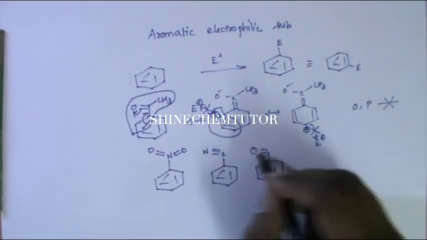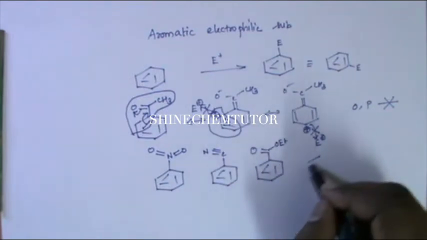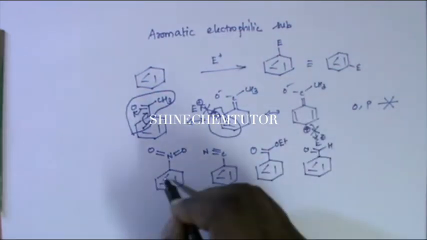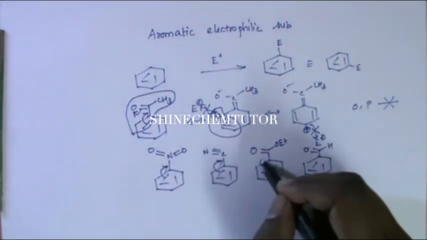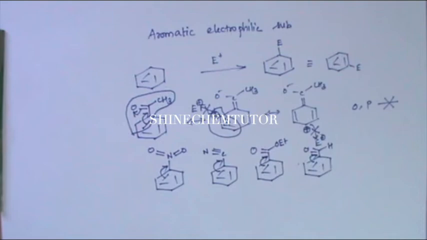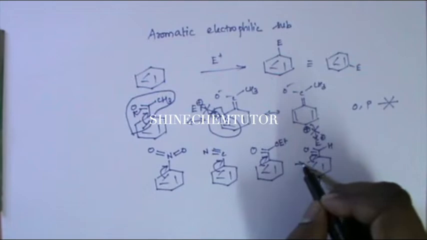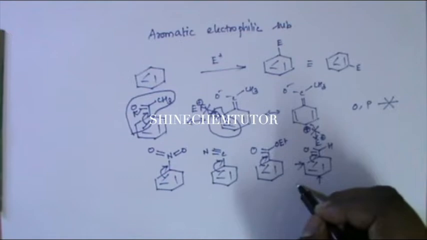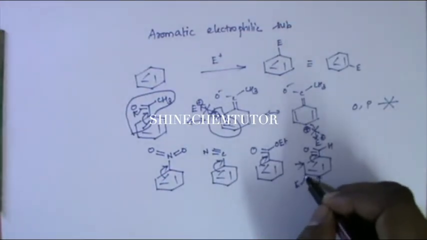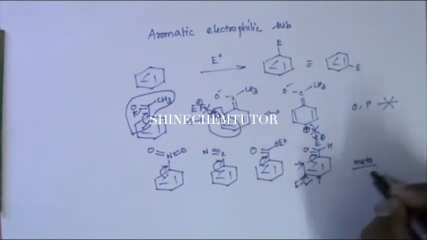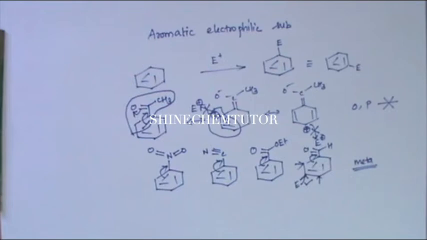Similarly for ester and aldehyde. In all these cases, there is resonance. Because of that, we get positive charge on the ortho carbon and para carbon. So the electrophile cannot be added to these positions. So the only position available is this one. So the electrophile can attack this position to give the product. That is nothing but meta. That is why they are meta directive.